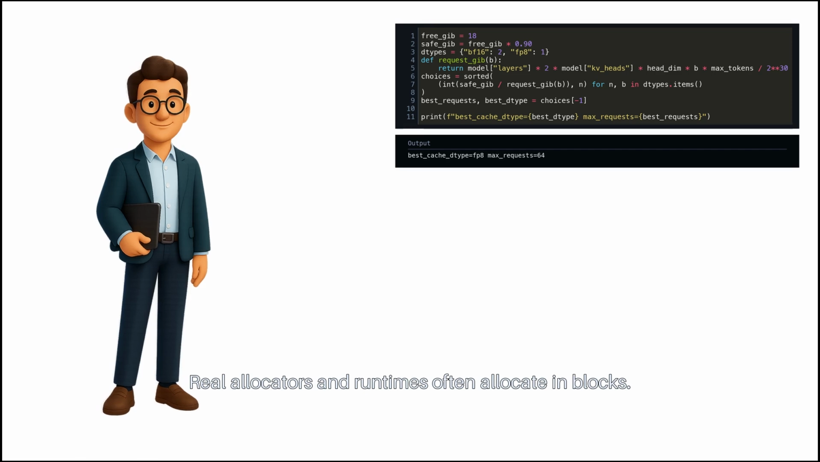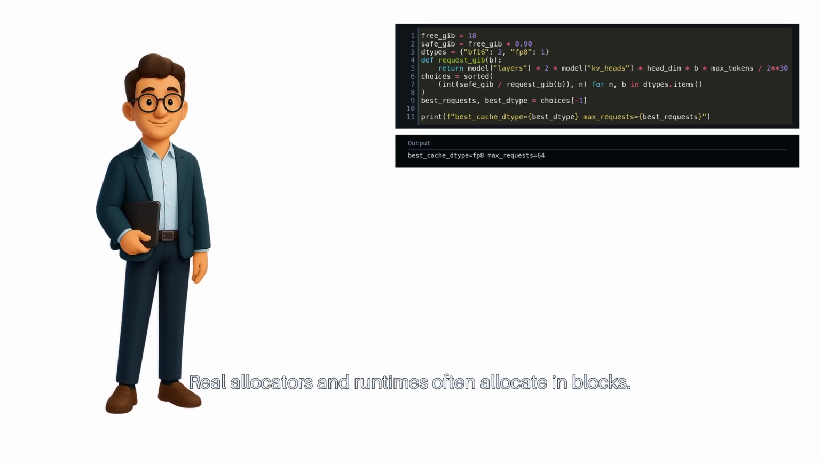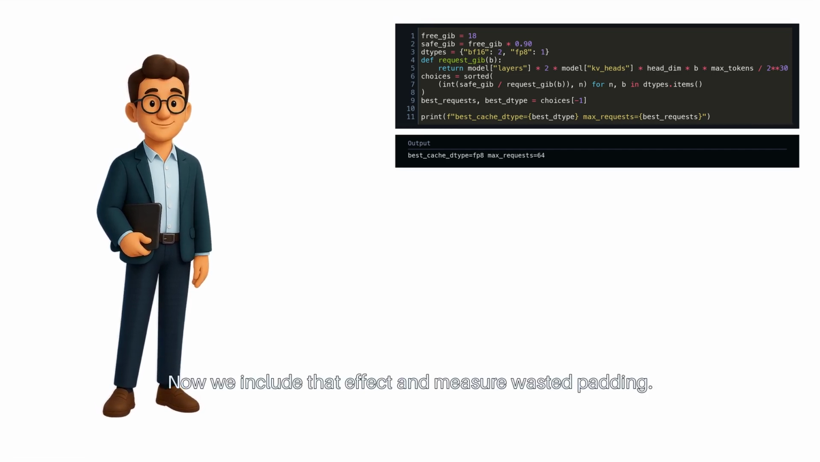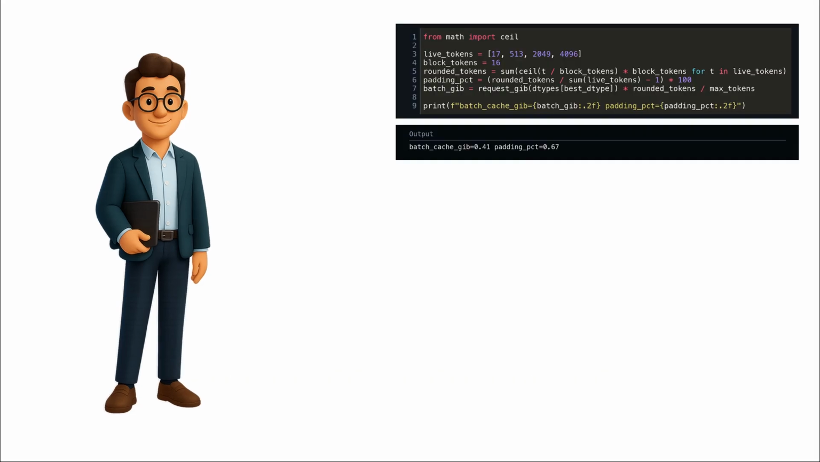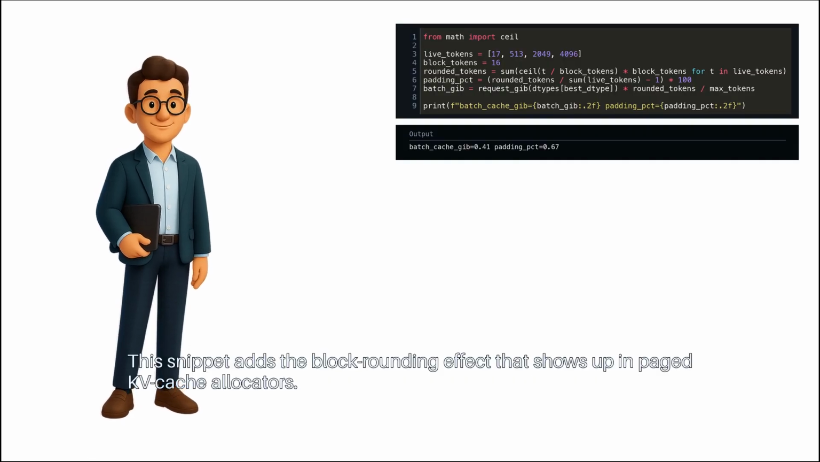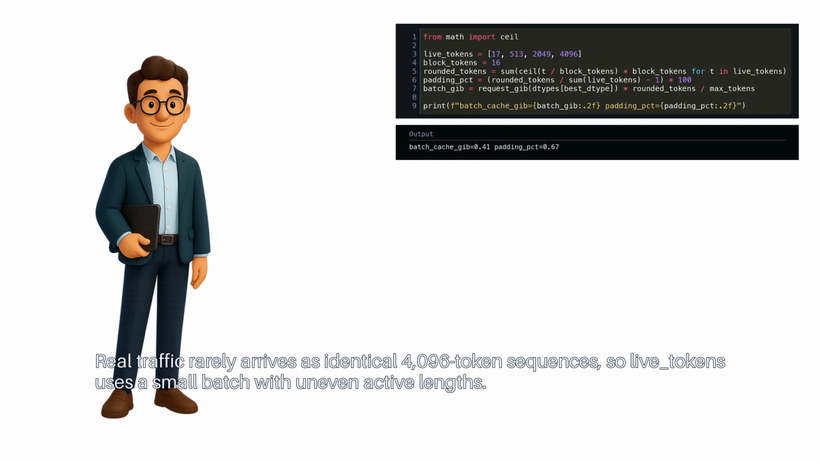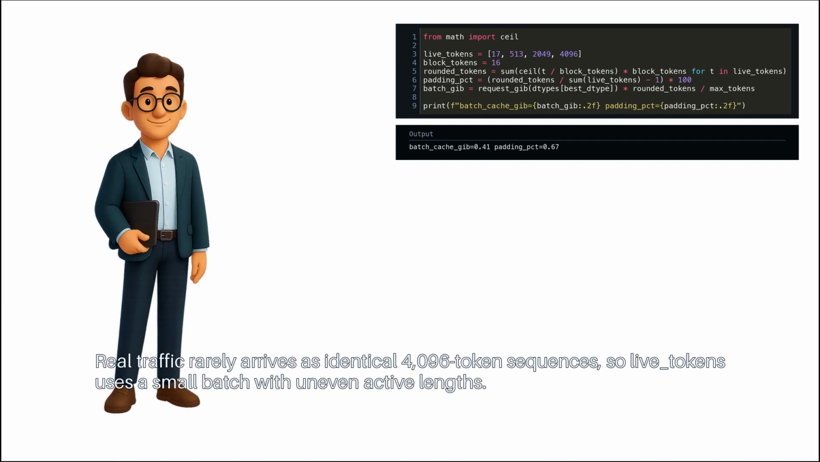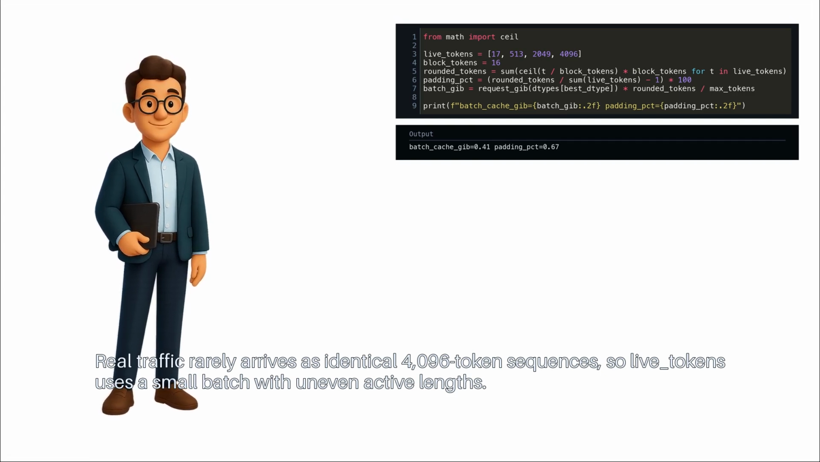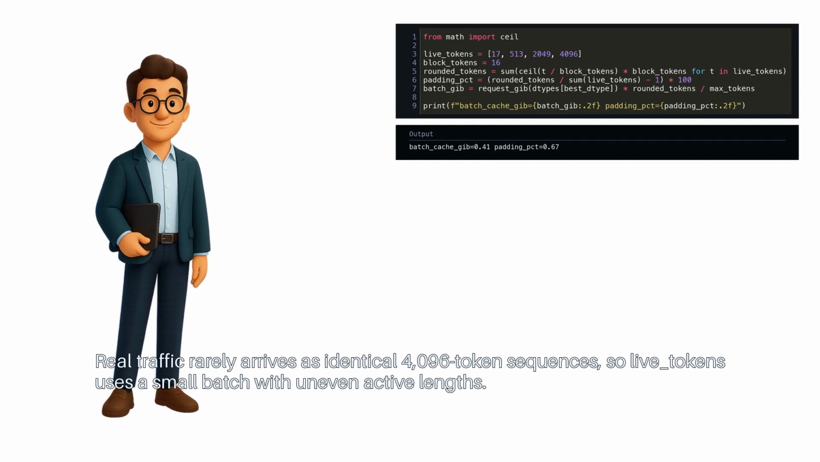Real allocators and runtimes often allocate in blocks. Now we include that effect and measure wasted padding. This snippet adds the block rounding effect that shows up in paged KV cache allocators. Real traffic rarely arrives as identical 4096 token sequences. So live tokens uses a small batch with uneven active lengths.